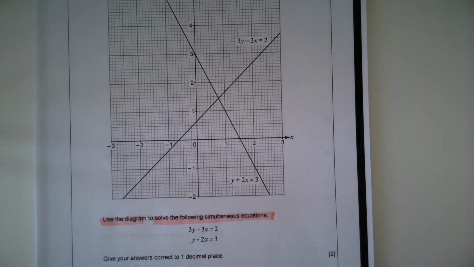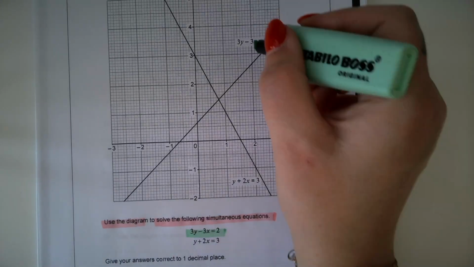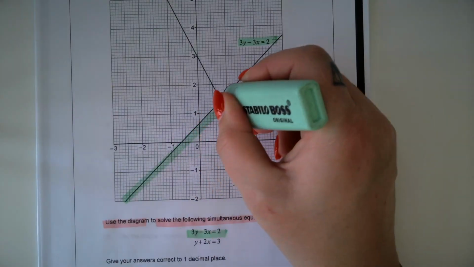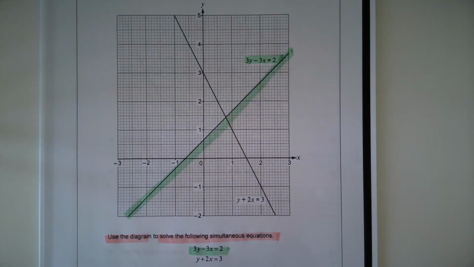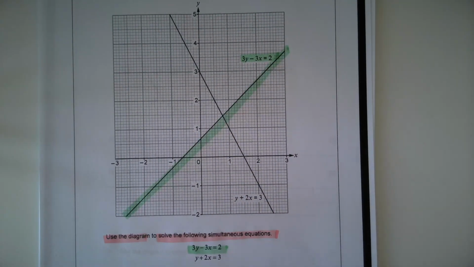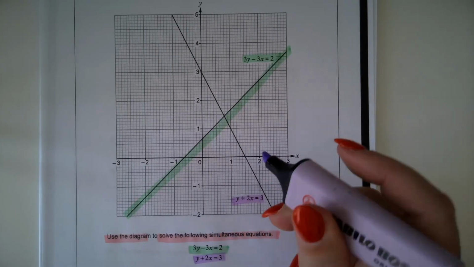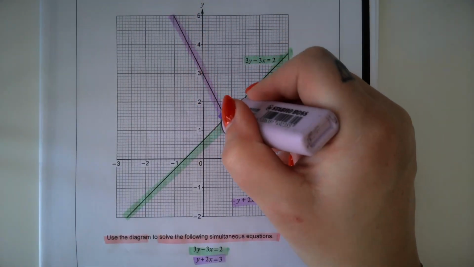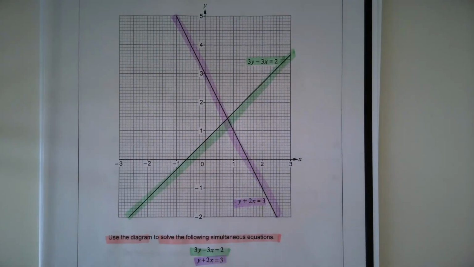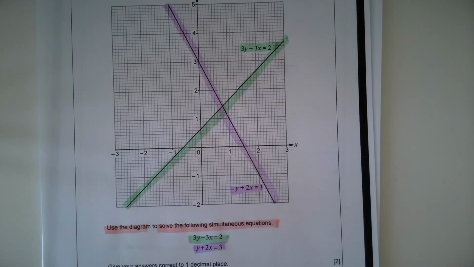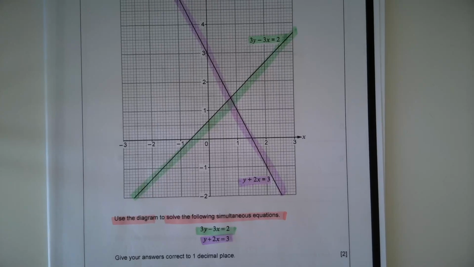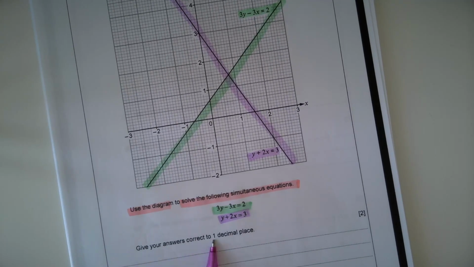So we have the simultaneous equation 3y minus 3x equals 2. Well, they've plotted that line for us there, look guys. Very helpful of them. We've also got a simultaneous equation of y plus 2x equals 3. That's the other line that they've drawn for us. Also very helpful. So I don't need to plot anything, but I do need to find my solution and I need to give my answer correct to one decimal place.